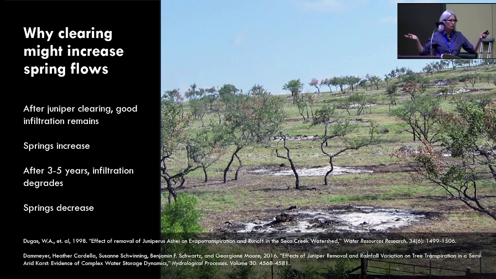Why is it when people clear that sometimes they get more spring flows? Well, because of the good infiltration. After you clear the junipers, that good infiltration remains. And the springs increase because it's a parking lot. You know, there's no more vegetation there. And this happens around the world with all vegetation removal. It has nothing to do with junipers. It has to do with the fact that you just took out the vegetation. After 3 to 5 years, the infiltration degrades, other vegetation might start growing, and the springs decrease.